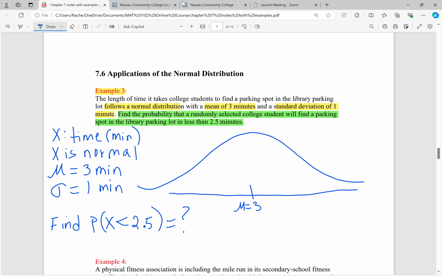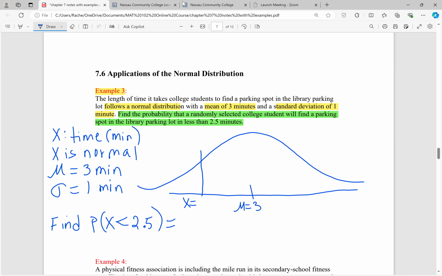And the other thing that we learned in the last couple of lessons was that area under the curve is equal to probability. And I'm looking for a probability, right? So if I could just locate this particular area under this normal curve and find the probability, I have my answer. So where is X less than 2.5? Well, 3 is in the middle, right? So the 2.5 is less than 3.